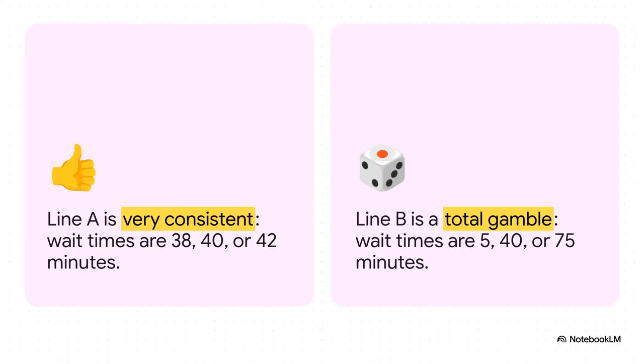But hang on, what if you had a little more information? This is where you see the truth hiding behind those averages. Line A is super consistent. You're going to wait 38, 40, or 42 minutes. It's predictable. Line B, on the other hand, is a complete gamble. Yeah, you might get lucky and be on in 5 minutes, or you could be stuck standing there for 75. Both lines average out to 40 minutes, but they are wildly different experiences. This, right here, is why we need a way to measure that spread.